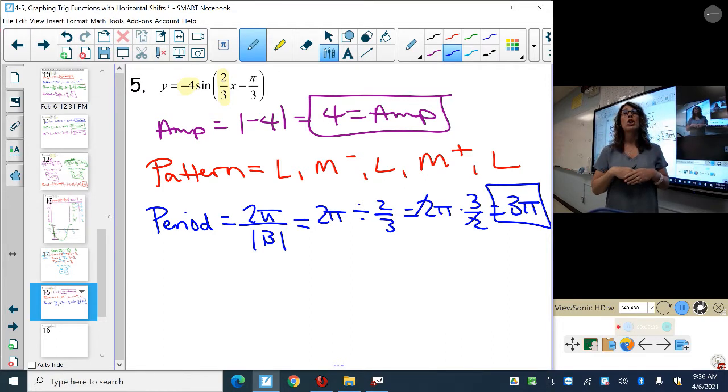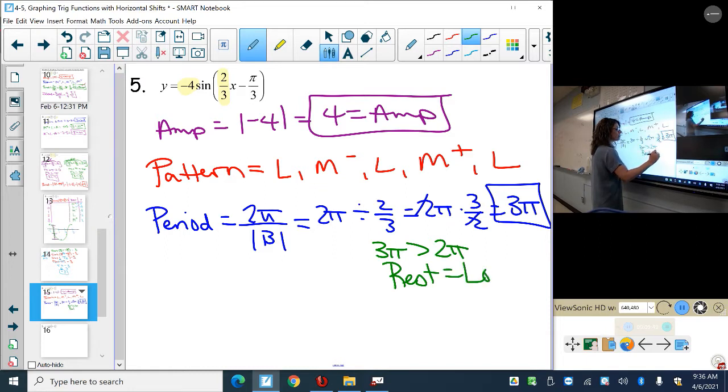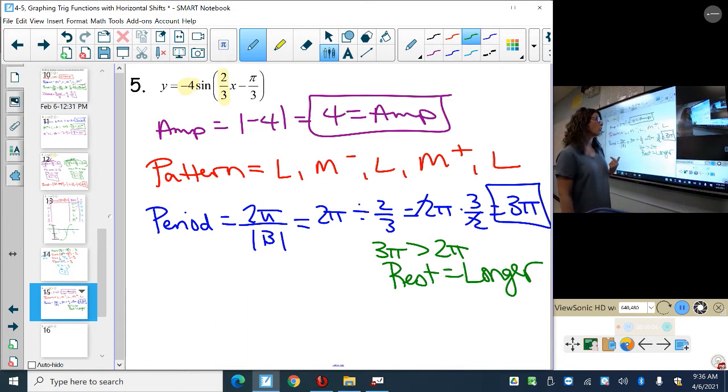Is it taking me longer to complete one cycle, meaning I'm at rest, or is it taking me a shorter amount of time to complete one cycle, meaning I'm faster and I'm exercising? Well, if you said that 3 pi is greater than 2 pi, which means you are taking longer, which means you're resting, then you would be correct. Okay? 3 pi is greater than 2 pi, so it's taking me longer. I'm more at rest. So from there, I need to go ahead and find my interval.